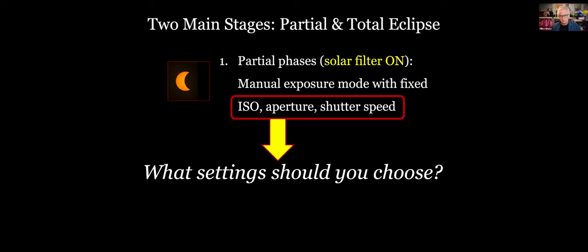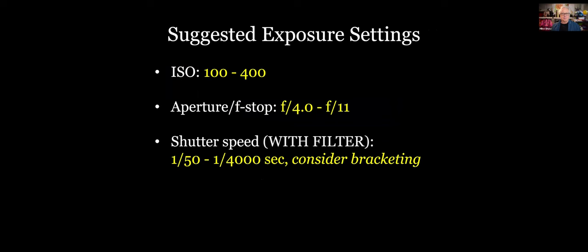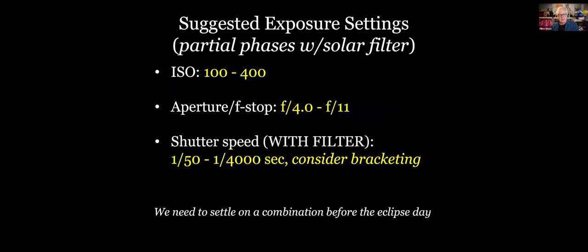And this is where things kind of get interesting. The recommended range of settings for an eclipse are these. You can read them: ISO, aperture, shutter speed. But Mike, that's a pretty big range. We're talking about the partial phases, so the sun has a given exposure. What are we talking about here? It will be getting slightly dimmer. And we need to settle on a combination of these before eclipse day. We don't want to be experimenting with this on eclipse day. We want to do all our experimentation right now, in the rest of January, February, and March, so when it's eclipse day, we know what we're going to use. Here's the procedure I recommend.